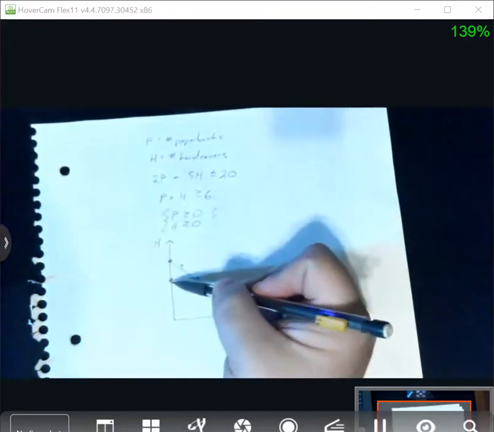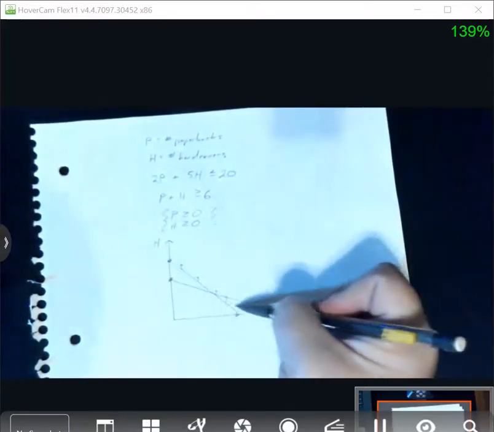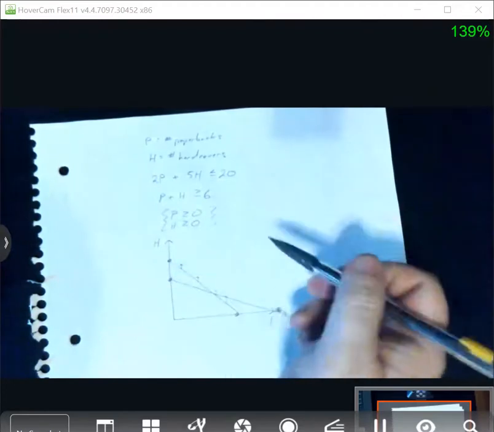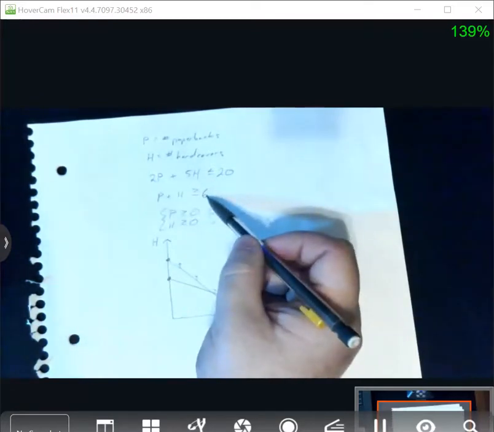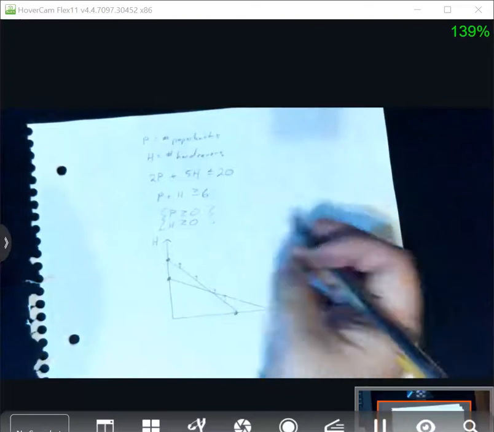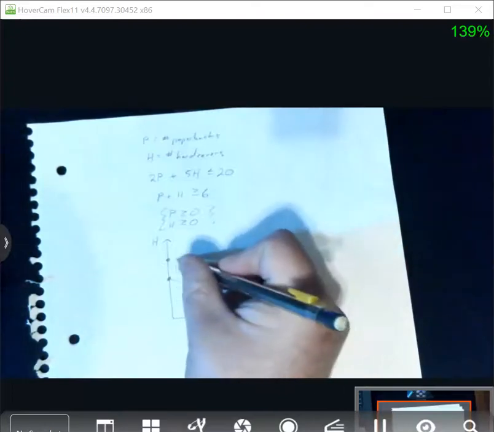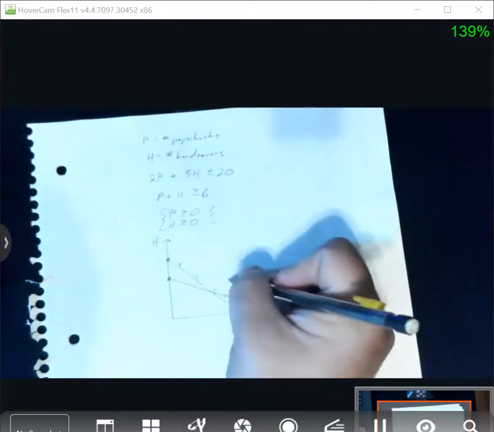Now, we know we had to be above our first line, but do we need to be below this one? That's our next question. When we look at these, we know that P plus H has to be at least 6. So here's my P plus H is at least 6, is anything above this line.